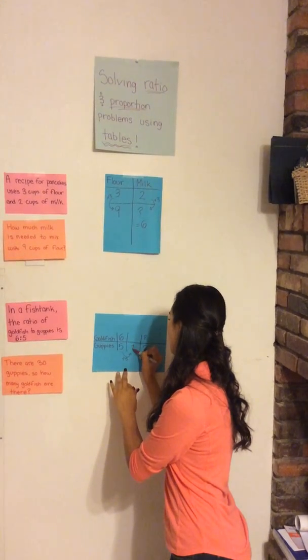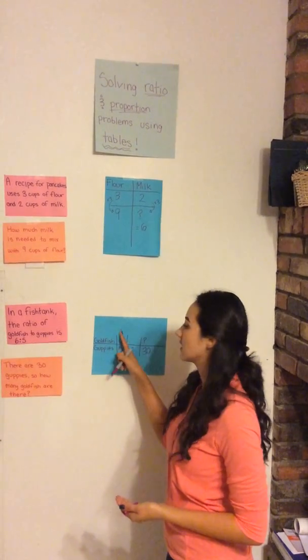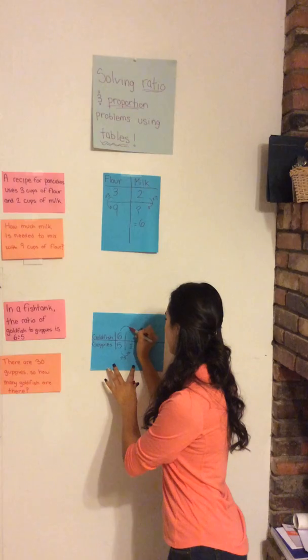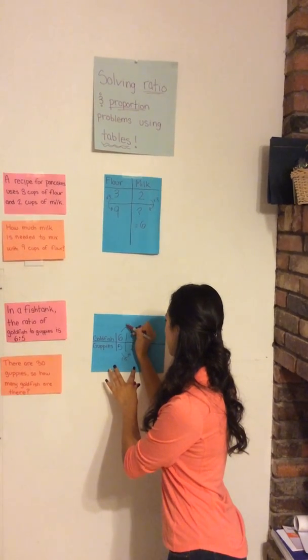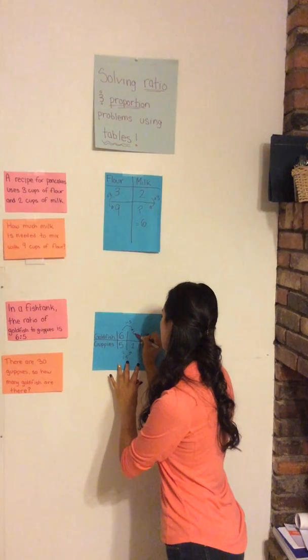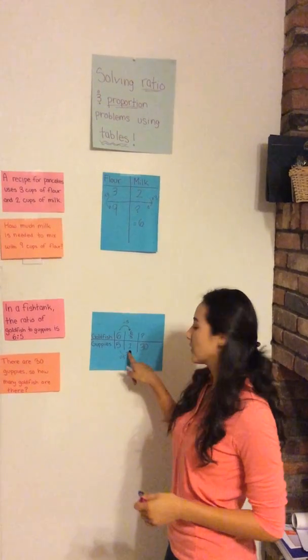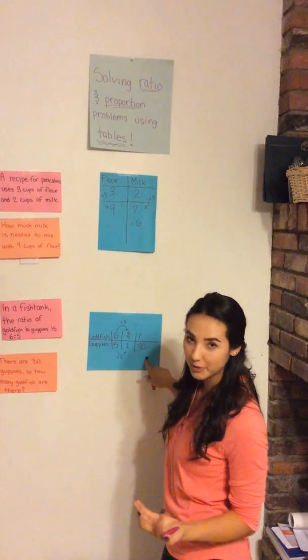It's 1. So since we divided by 5 down here on the bottom, we have to do the same thing with our goldfish. Divided by 5. So we'll just put 6/5. Keep it simple. Alright, so how do we get from 1 to 30? Multiply by 30.